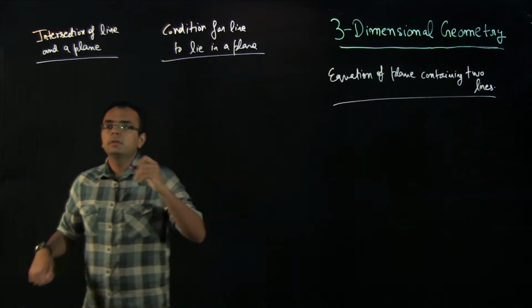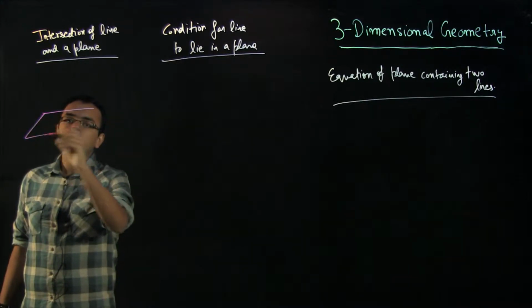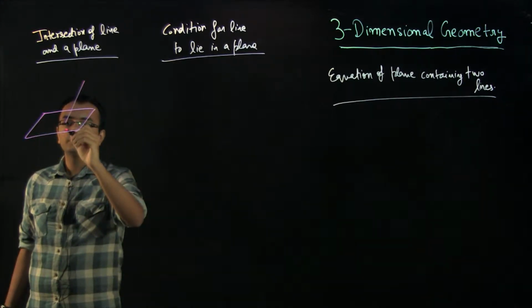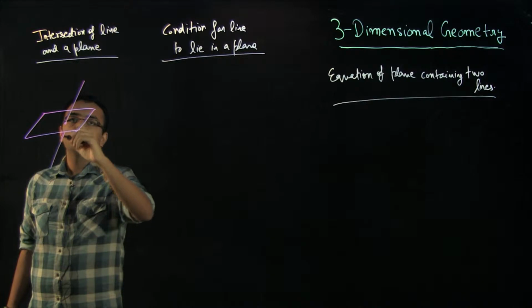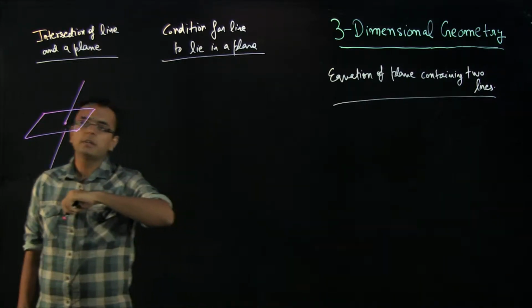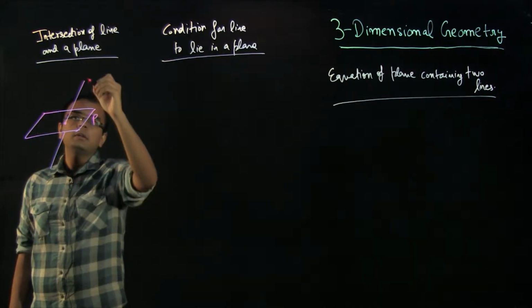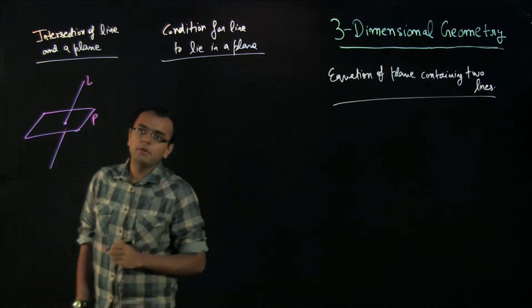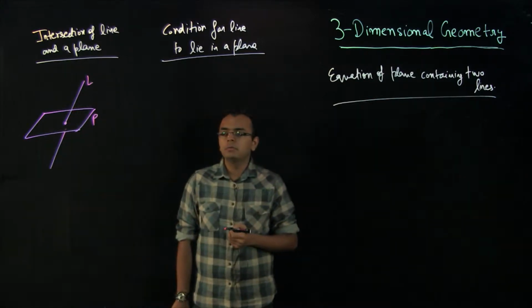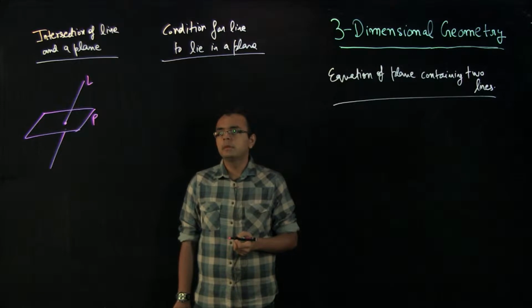Okay, so let's start with the intersection of a line and a plane. If there is a plane and there is a line which intersects the plane, and we have to find this point where it intersects, and you have plane P here and you have line L here. So how will we do that? It's actually pretty easy to do this problem.